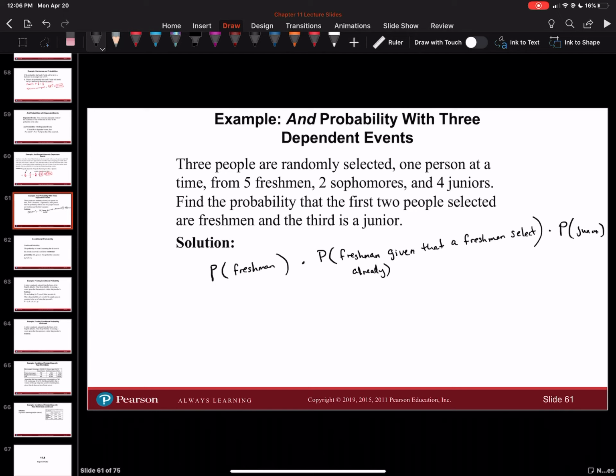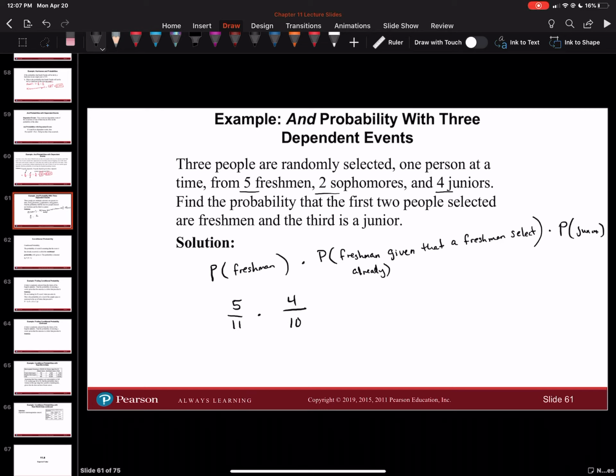Now, I just put the probability of getting a junior, but that's the probability of getting the junior given that a freshman was selected for the first and the second selected. All right? So these probabilities, now we got how many? We have 5 out of how many people? 11, right? You got 5 plus 2 plus 4. That's 11. And it's times, now, since I already got a freshman, it's 4 freshmen left.